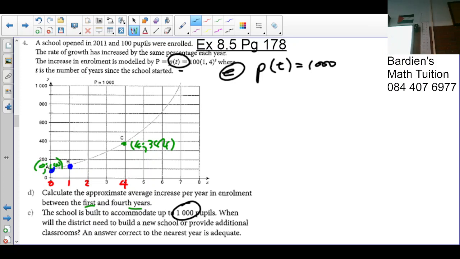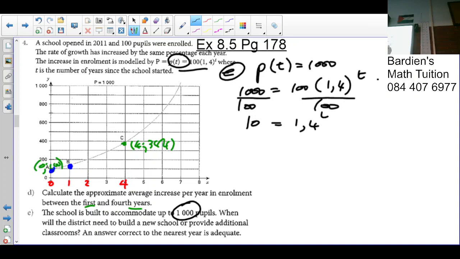So using that formula, 1,000 is equal to 100 times 1.4 raised to the exponent T. How are we going to solve for T here? What do we need to do first? Divide by 100 on both sides. So that gives you 10 is equal to 1.4 to the exponent T. Now what do we do? Who can remember?